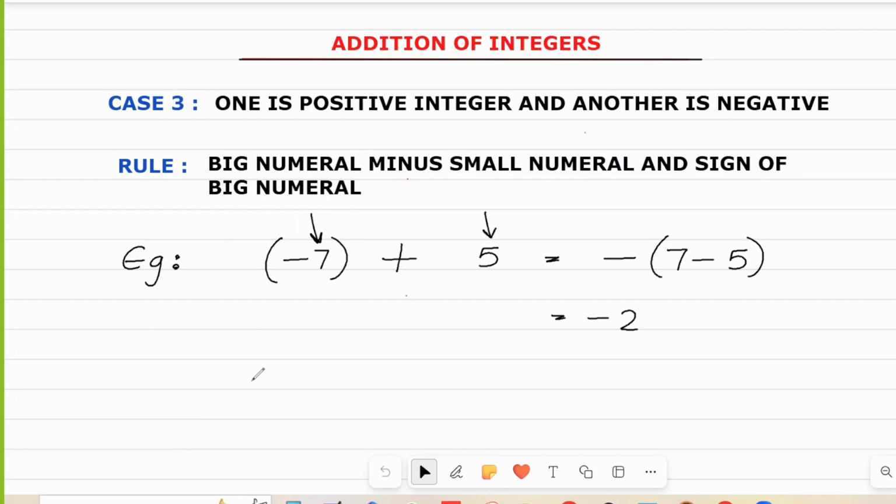Let us take one more example. Suppose we have to add 7 and minus 5. Here again you can see 7 is a positive integer, minus 5 is a negative integer. If we have to add these two numbers, we will perform big numeral, that is again 7, minus small numeral, that is 5, and sign of big numeral. So sign of 7 here is positive. So the final answer will be positive. So the answer is plus 2 in this case.